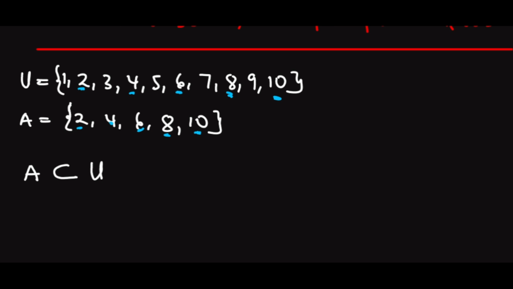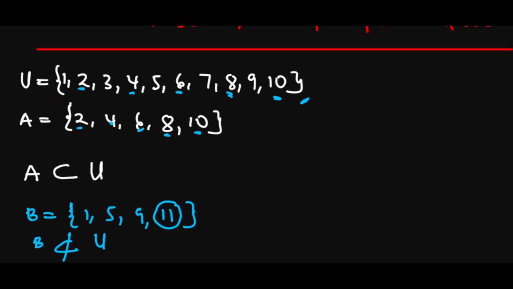So let's say there's another set B which is equal to {1, 5, 9, 11}. Now this B is not a subset of U. Why? Because 11 is in B but not in U. Therefore B is not a subset of U, since not all the elements or members in B are in U. So that's the difference between a subset and not a subset.